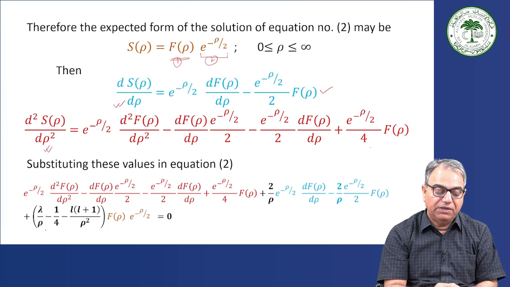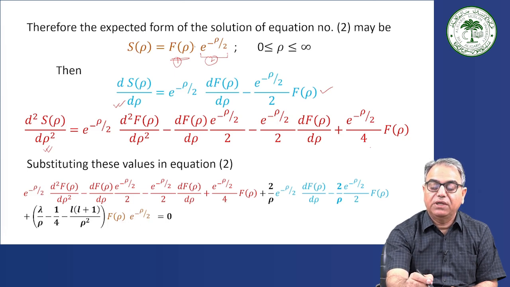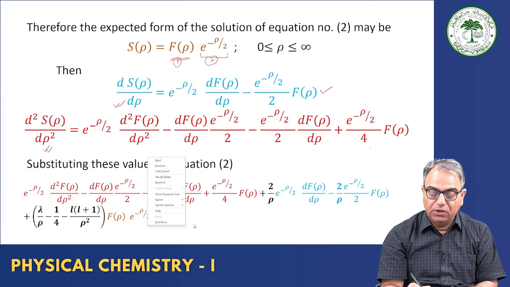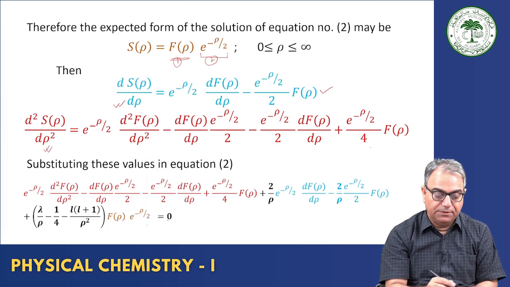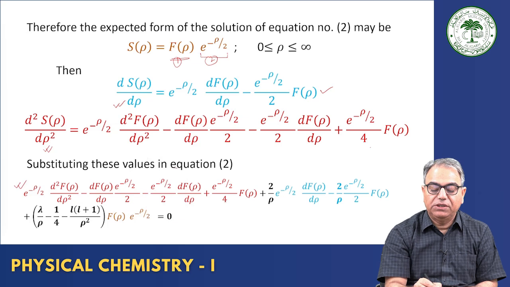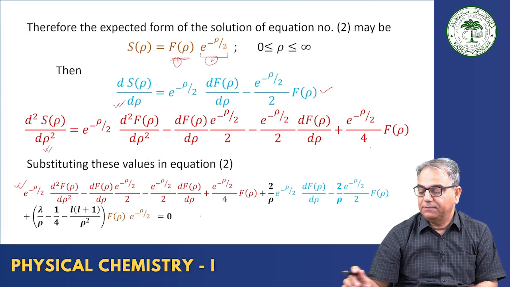The third term is lambda divided by rho minus 1 by 4 minus L into L plus 1 divided by rho square, and here you were having s rho. So, instead of s rho, now you write f rho into exponential minus rho divided by 2. So, your equation number 2 now changes to this equation. Substituting these values in equation number 2, you get this one.